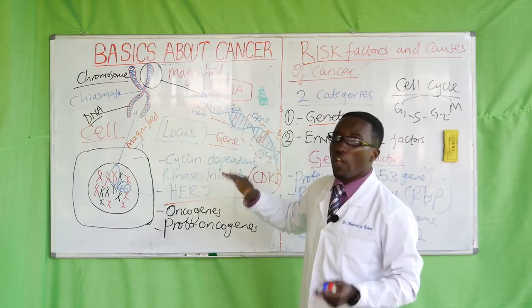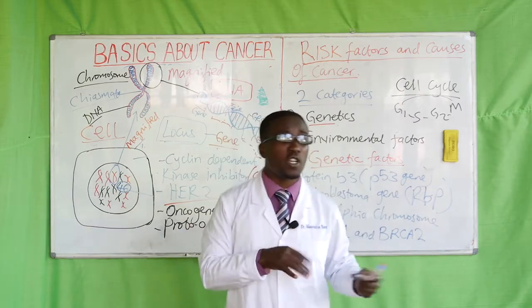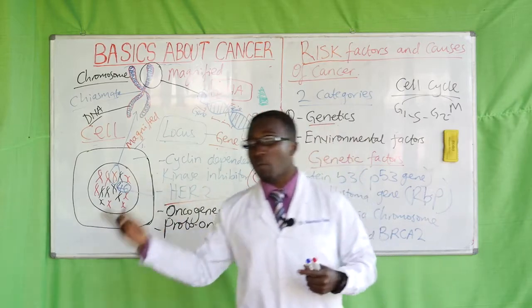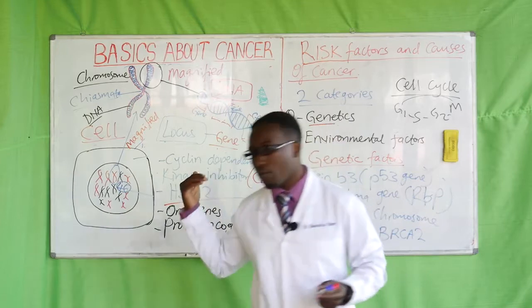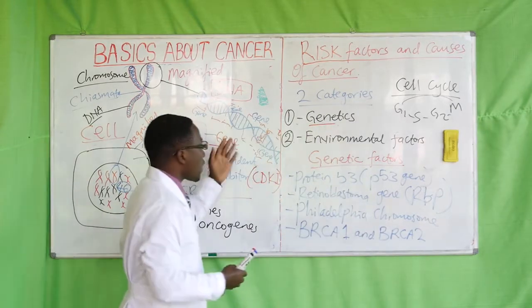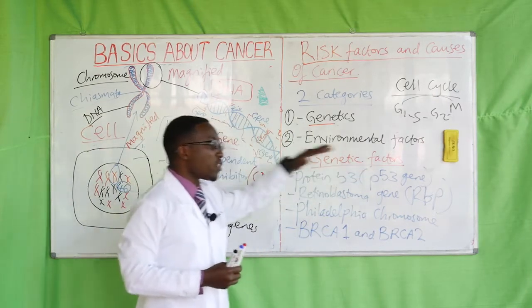If a normal gene that was doing normal functions for the body mutates and changes, it ends up becoming rebellious, becoming a rebel. And that marks the beginning of cancer. Now, let us go back and first appreciate the genetic factors.